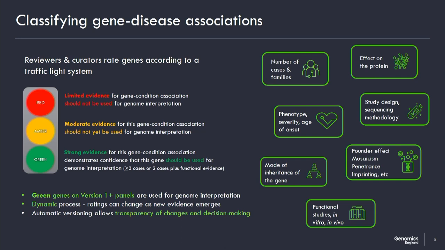So this is where red and amber genes have some level of evidence, but not quite strong enough to justify testing in a clinical setting. And a green rating is assigned to those genes with the highest strength of evidence, indicating that variants in those genes are diagnostically reportable and should be used in a genome interpretation pipeline.